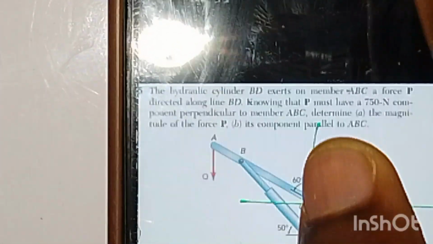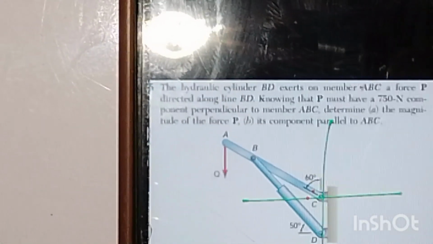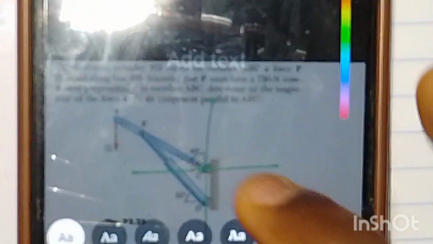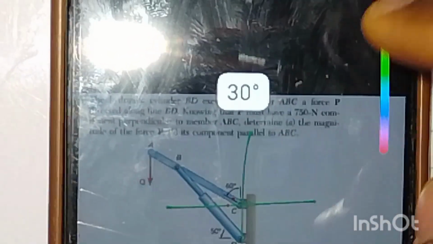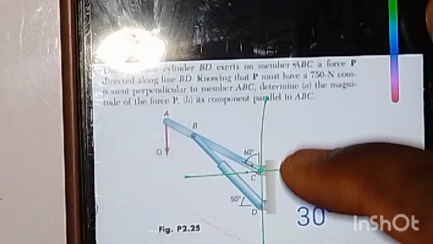As you can see, if this is 60 to the vertical, the small angle here will be what? 30 degrees. Are you with me? The small one there will be 30 degrees. So that means in this case we are having 30 degrees in this.